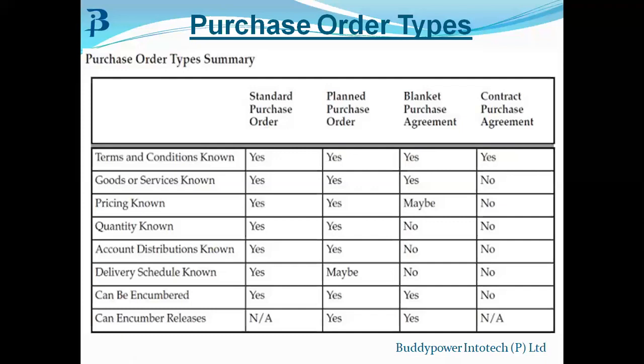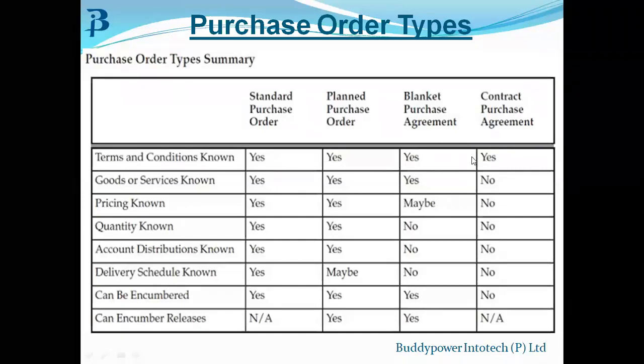Okay, so if you have encumbrance accounting also, you can use the planned purchase order to reserve funds for long term agreements. Okay, so this is what the different types of purchase orders are. Usually people go for a standard purchase order. Only these two are used wherein you have business across the world, wherein your businesses, your BUs, are distributed in different countries. There, usually the companies go for these two kinds of agreements.